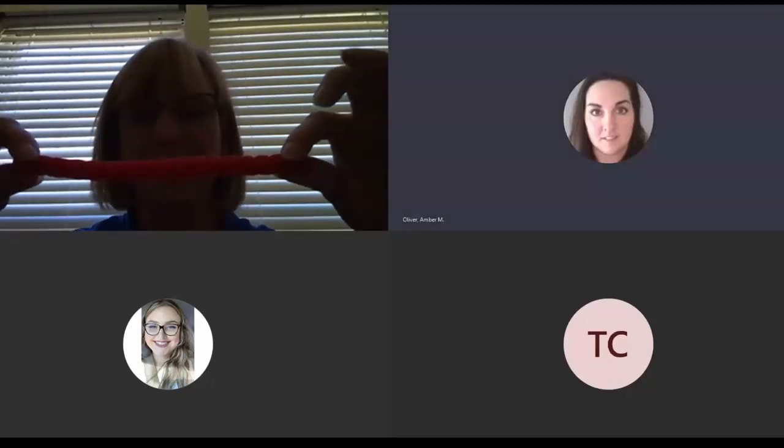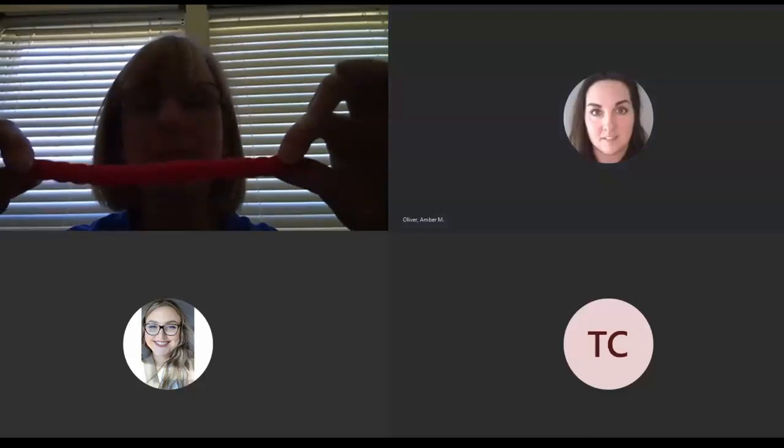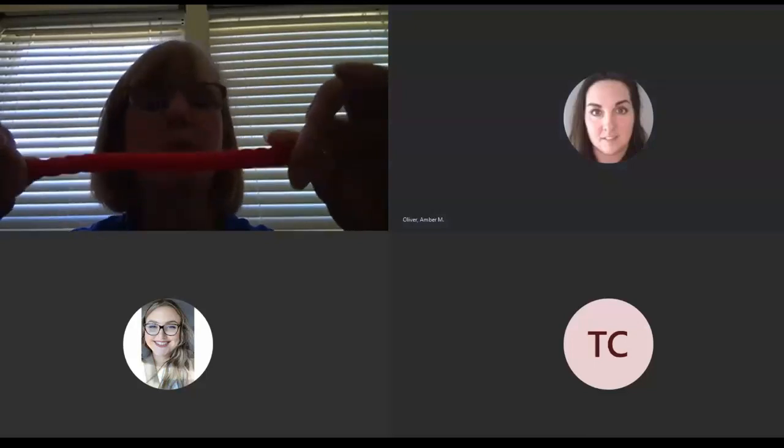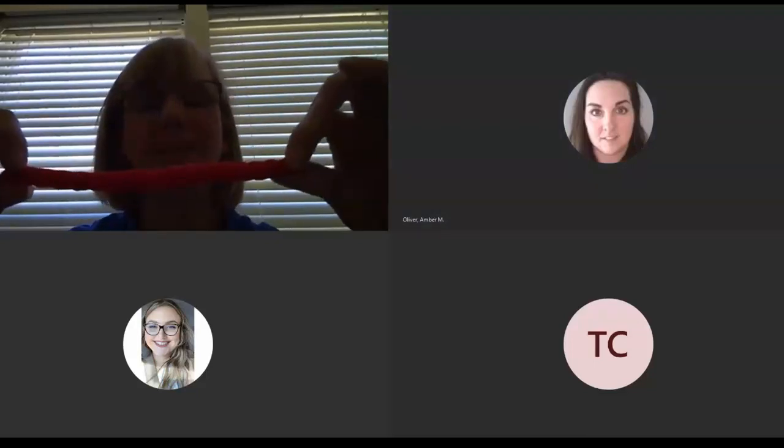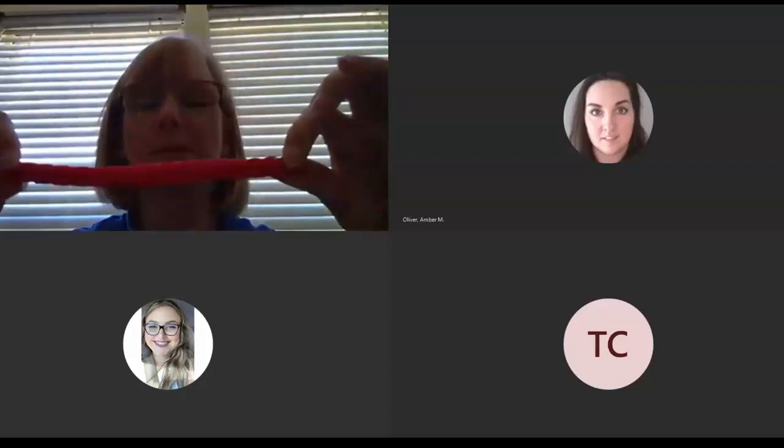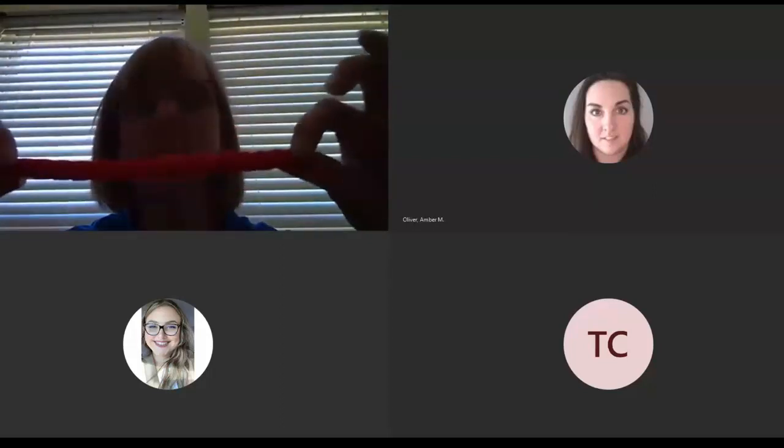But can y'all tell what I got in my hand here? A Twizzler? Yay, a Twizzler. For some reason, a Twizzler reminded me of a muscle fiber. So I came up with this a couple of years ago. It works out pretty well. So this is a muscle fiber. This is actually one of my husband's Twizzlers.